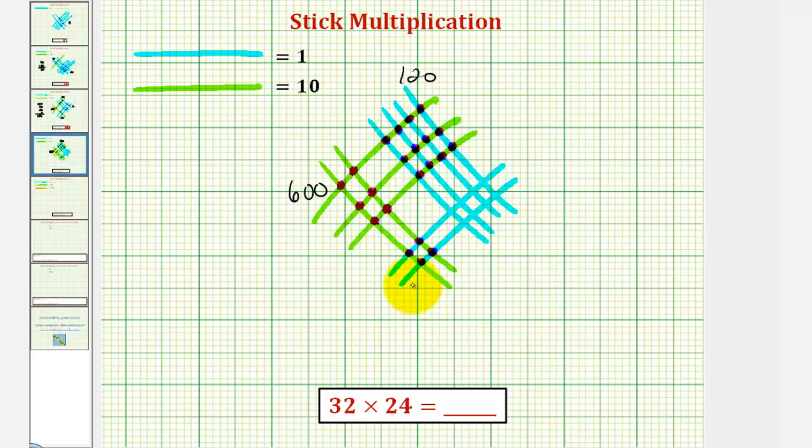And then finally, the intersection points of two blues represents 1 times 1 or 1. So we have 1, 2, 3, 4, 5, 6, 7, 8. Which means 32 times 24 equals 600 plus 120 plus 40 plus 8. So 32 times 24 is equal to 768.